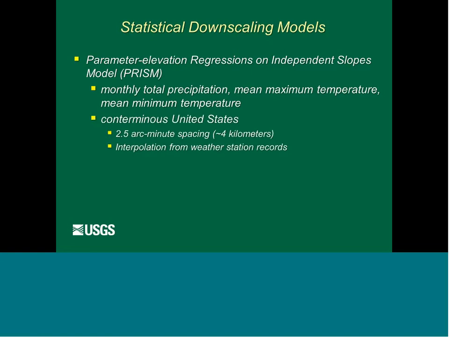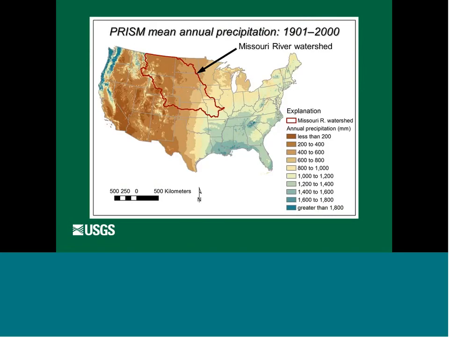And then it also covers the lower 48 states, the conterminous United States, at a 2.5 arc-minute spacing, which is about 4 kilometers. It basically interpolates between weather stations, and it goes back to 1895. This just shows a map of this PRISM data set, just so you get a little feel of the resolution of how it might look.